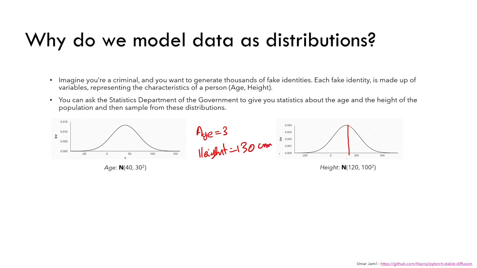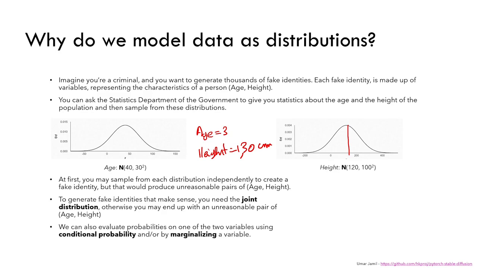130 centimeters. So as you can see, the combination of age and height is quite improbable in reality. I mean, no 3 year old is 1 meter and 30 centimeters tall. I mean, at least not the ones I know. So this combination of age and height is not plausible at all. So to produce plausible pairs, we actually need to model these two variables, age and height, not as independent variables sampled independently, but as a joint distribution.